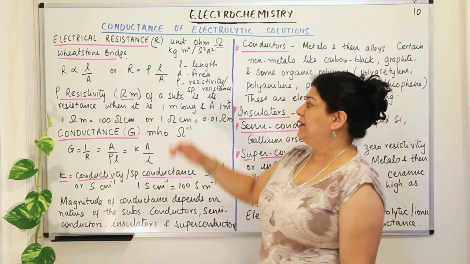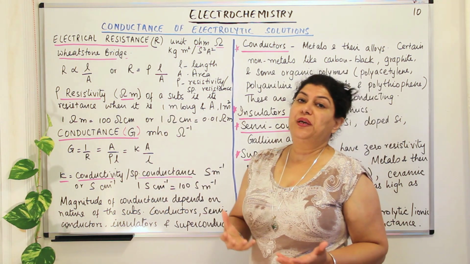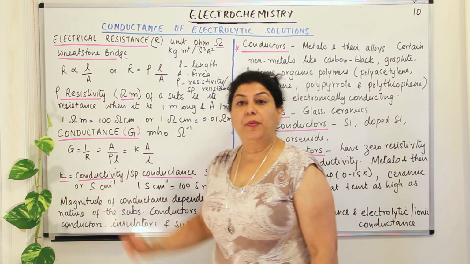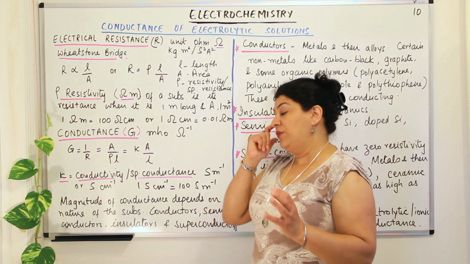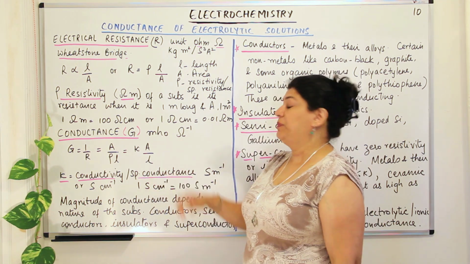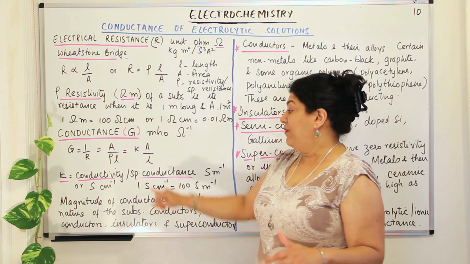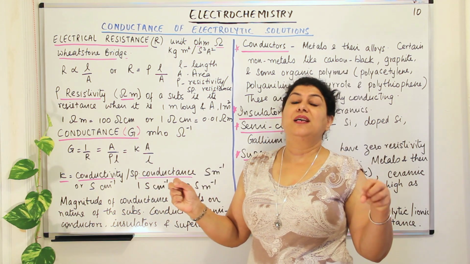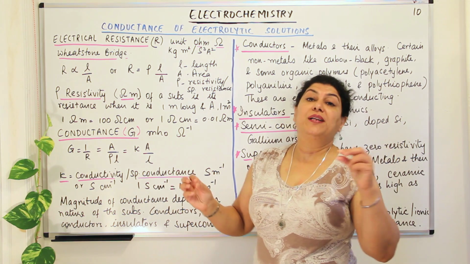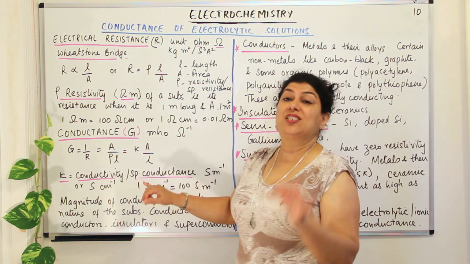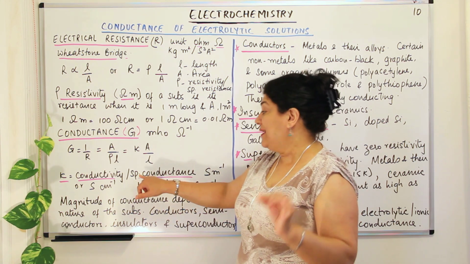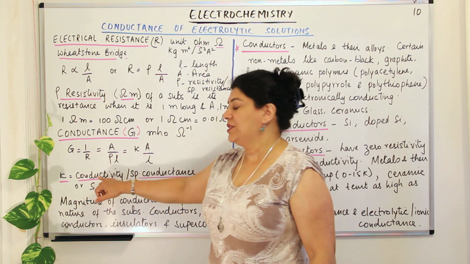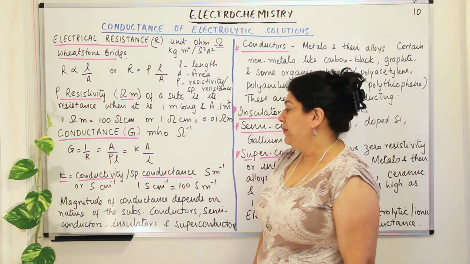And just as in the case of resistivity, where the IUPAC chose to use the term resistivity, for kappa also the term conductivity is chosen over specific conductance. Although when you say specific conductance, it means the conductance of every substance is different and it depends on its nature and is specific to that substance. That is why we call it specific conductance. But by convention, we'll be using the term conductivity for kappa.